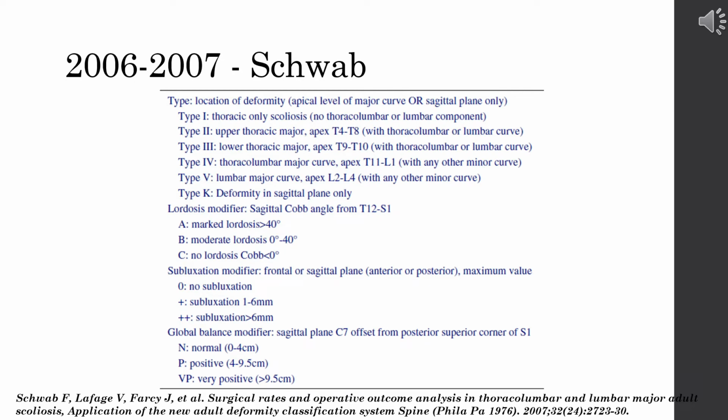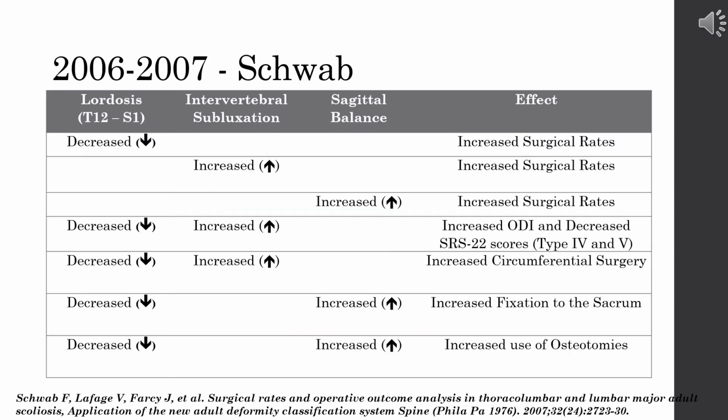Schwab proposed a new classification in 2006 to include previously established high-impact, clinically significant radiographic parameters. His classification included the type or location of the deformity, a lordosis modifier, a subluxation modifier, and a global balance modifier. It also takes into account patient deformities only in the sagittal plane. In his updated classification, he noted that as lumbar lordosis was lost, as intervertebral subluxation increased, and as sagittal balance increased, surgical rates also increased.